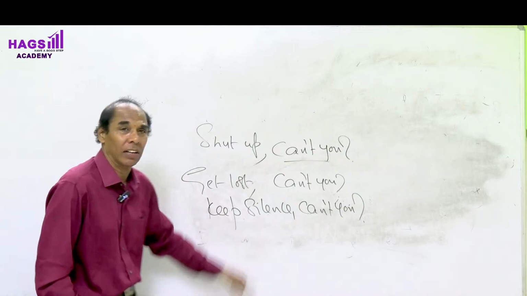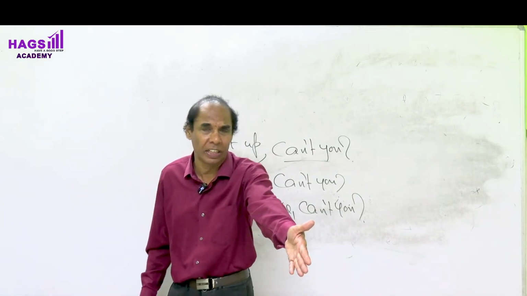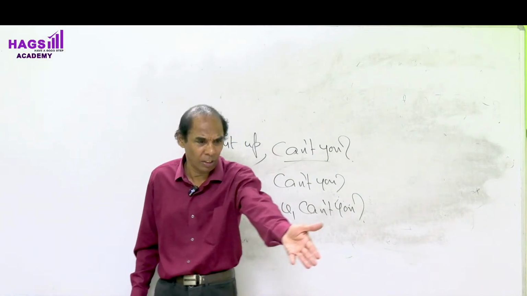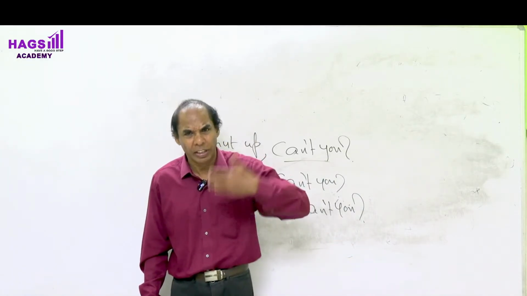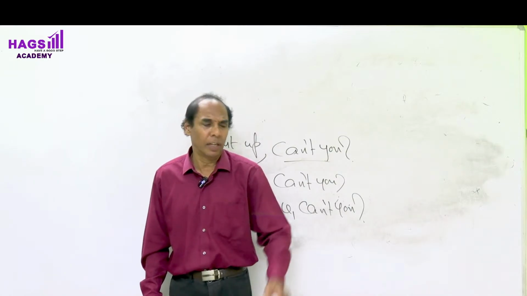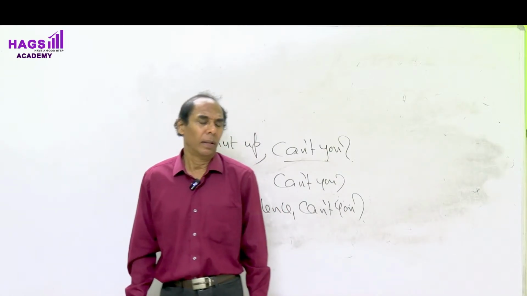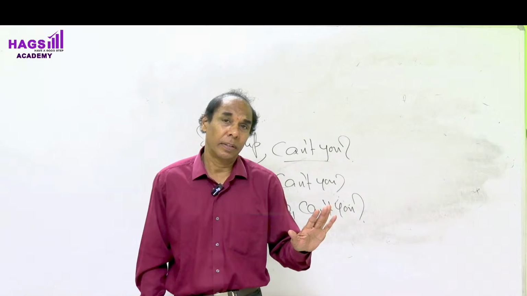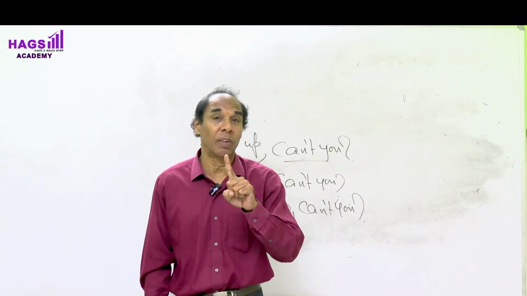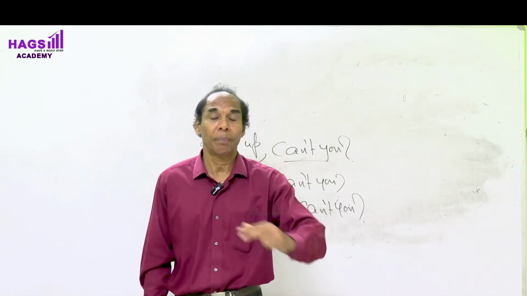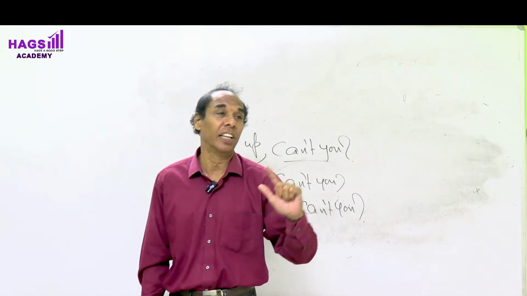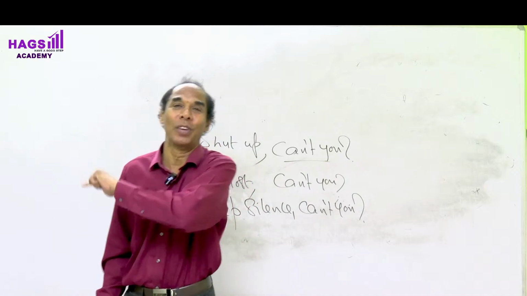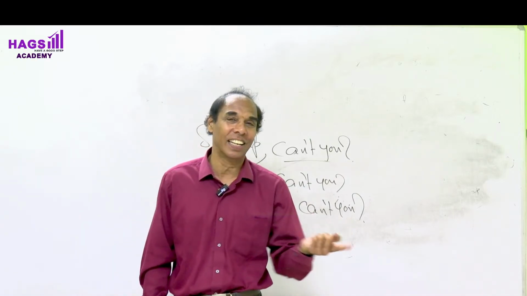So, "keep silent." Suppose one is doing mischief in the class. I am taking class now. One is doing mischief in the class, talking about something. I tell him like this: "Keep silent." If I am asking one person, "keep silent." If I am asking more than one person, "keep silence." Silent is singular, silence is plural. That's the difference between silent and silence.